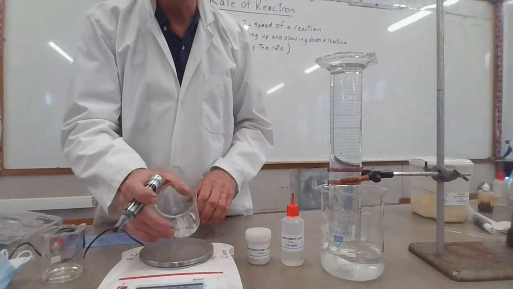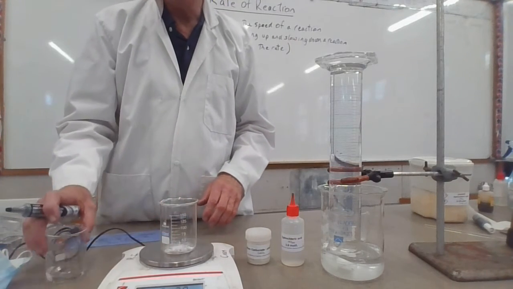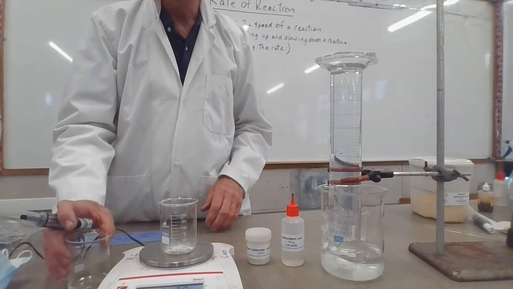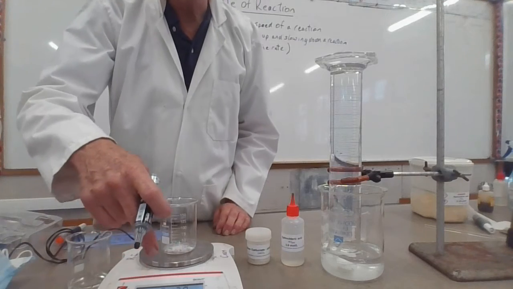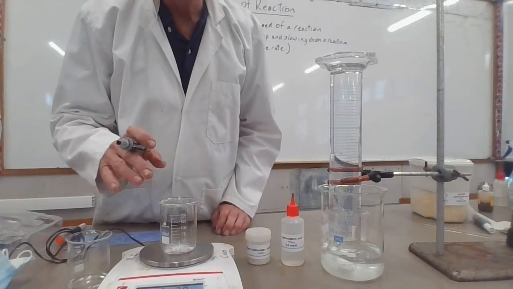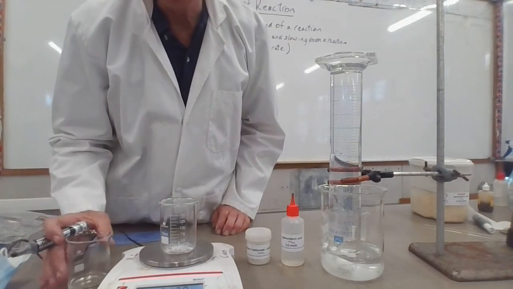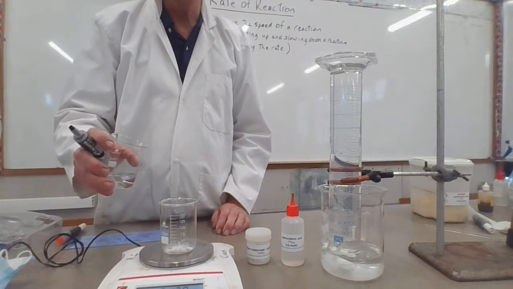So I've got in here some marble chips. I've got some hydrochloric acid in this beaker. It's sitting on an electronic balance, so the mass is shown there. At the moment, just the chips in the beaker have a mass of 71.39.